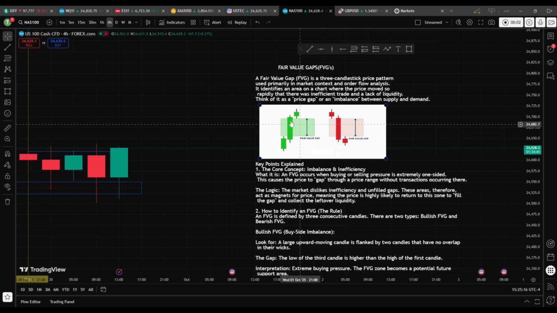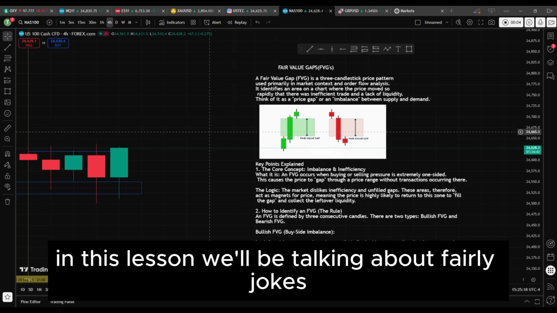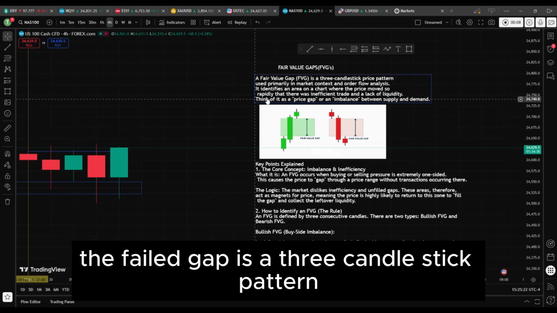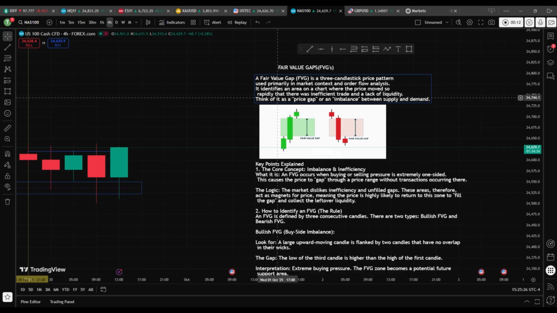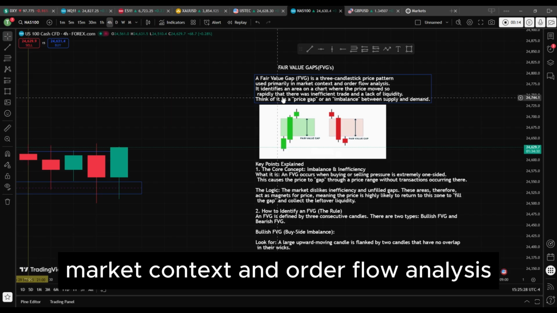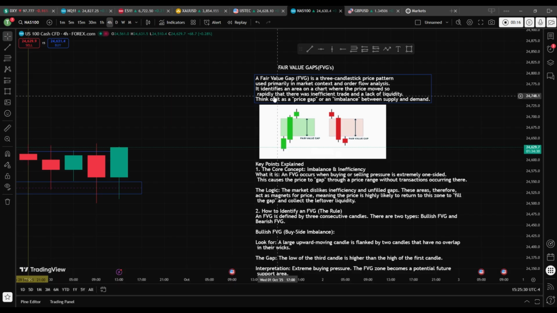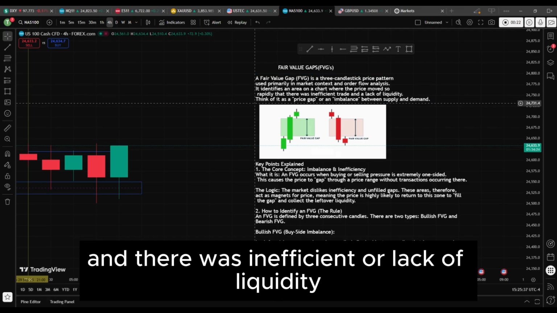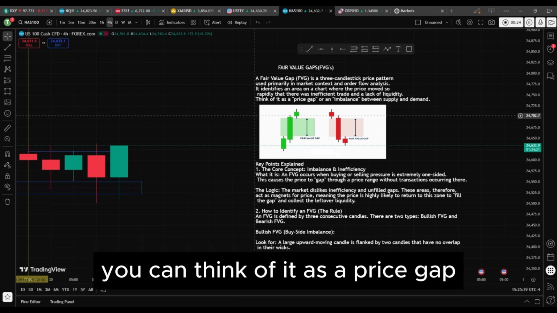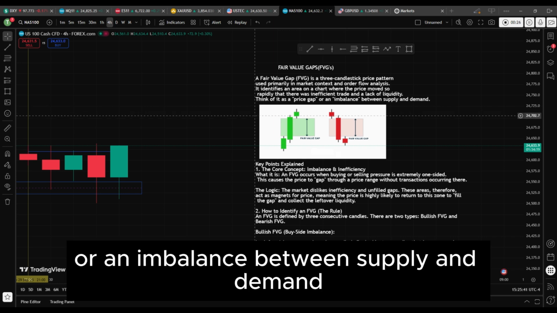Hello, everyone. In this lesson, we'll be talking about fair value gaps. The fair value gap is a three candlestick pattern used primarily in market context and order flow analysis. It identifies an area on the chart where price has moved rapidly and there was inefficient or lack of liquidity. We can think of it as a price gap or an imbalance between supply and demand.